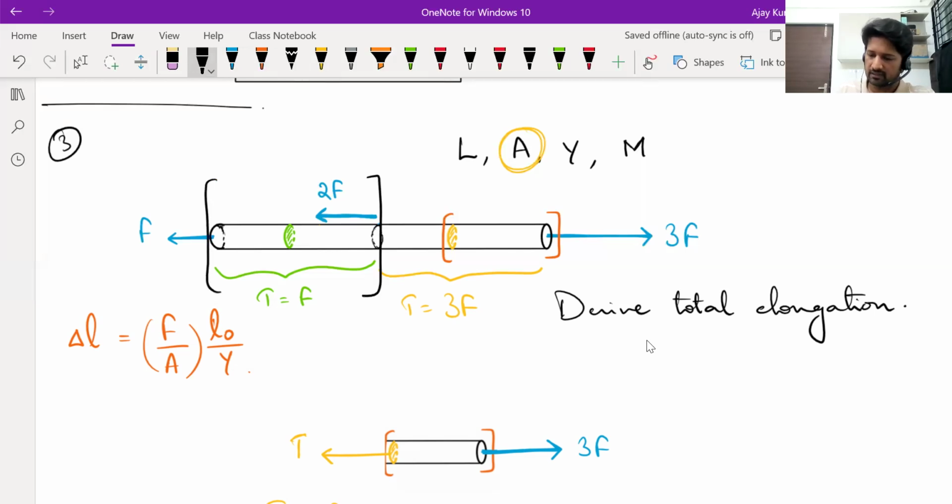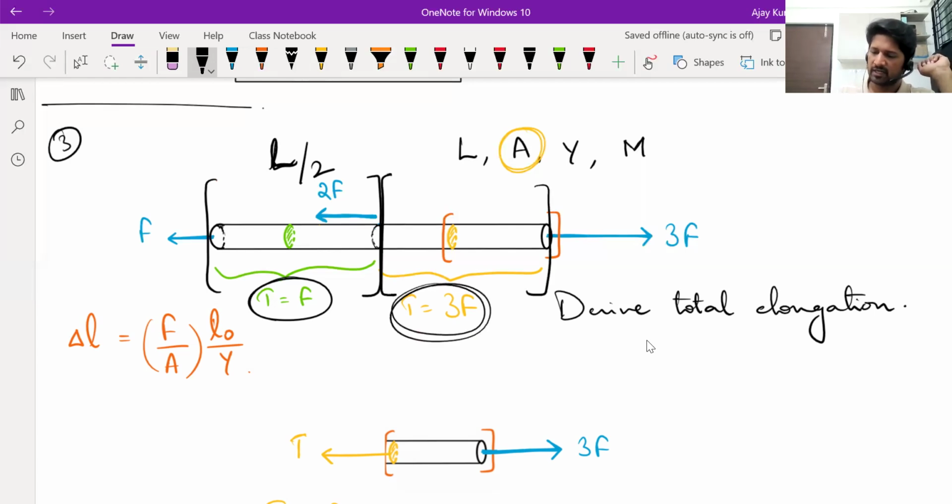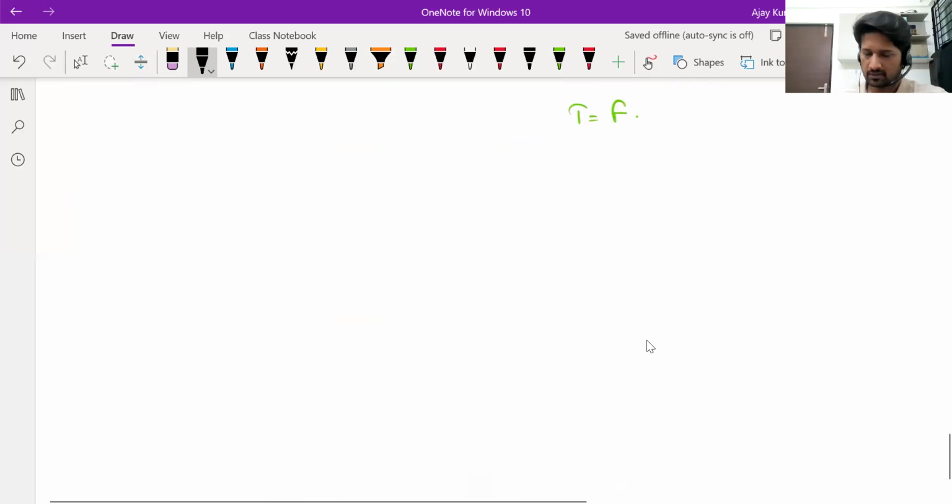In this part, tension is F, natural length is L by 2, capital L by 2. We'll find out the elongation in that part first. Next, the other part of the wire. In the other part, tension is 3F, the length is L by 2. We'll find out elongation of that part separately. Add them, you'll get the total elongation. Therefore, elongation in the left half.